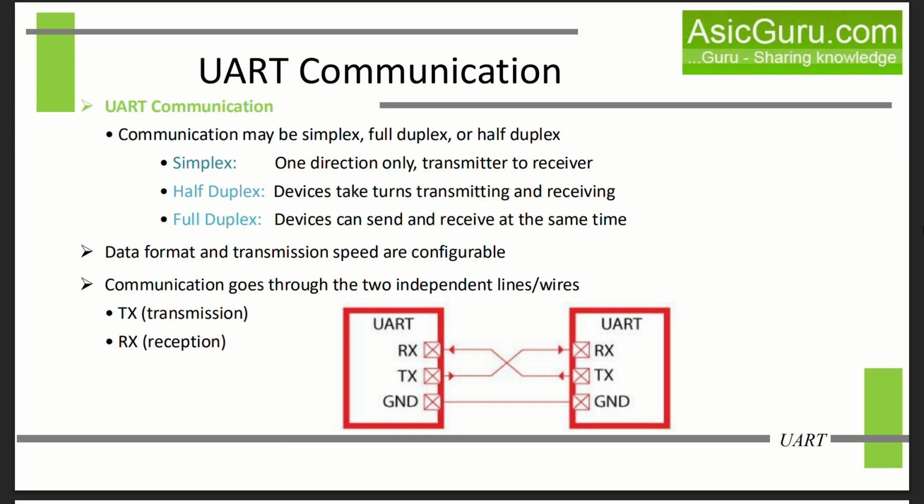What makes UART so flexible is that both the data format and transmission speeds are configurable based on your specific UART. The actual communication happens through two independent lines or wires, the TX for transmission and RX for reception. When connecting two UART devices, the TX of one device connects to the RX of the other and vice versa, creating a crossover connection.